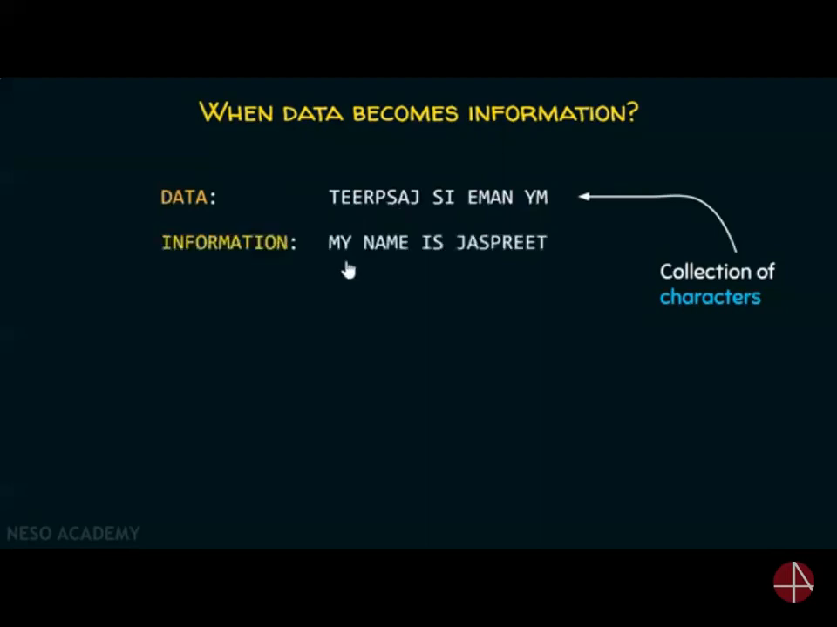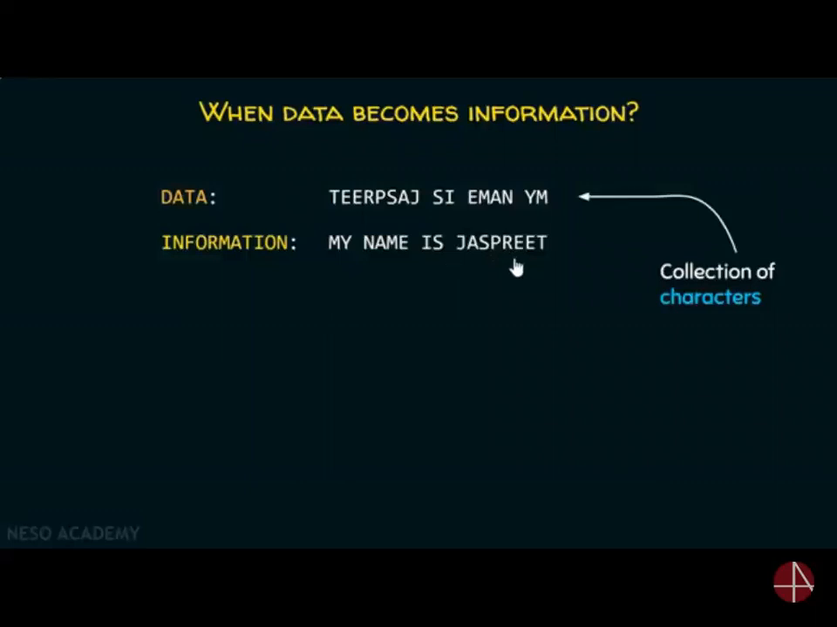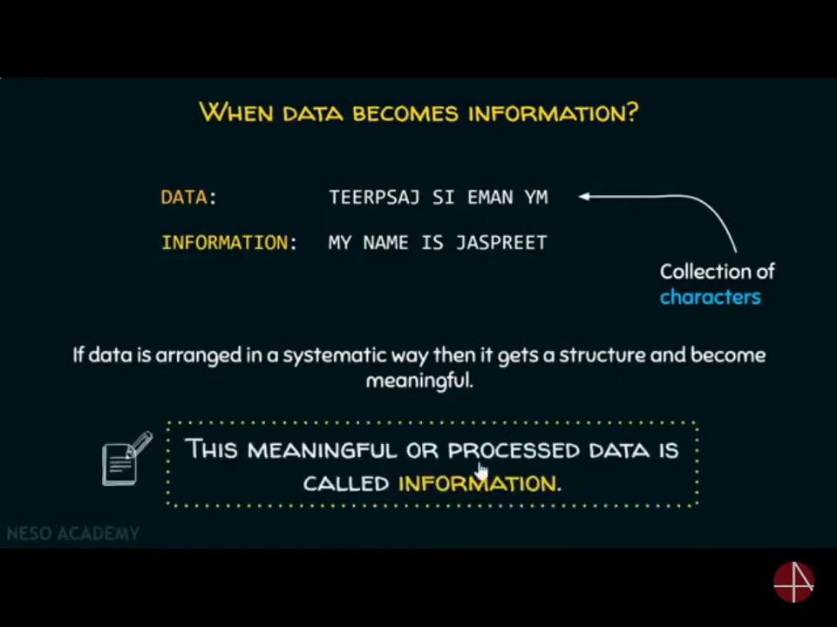Because now I can read this and I can understand what is written. Here I have written my name is Jaspreet. So it is quite understandable. So I can say that now here data becomes information because I can extract some meaning from it. So if data is arranged in a systematic way, then it gets a structure and becomes meaningful. Here I have arranged the data in such a way that it becomes meaningful for me. Therefore, I can say that this meaningful or processed data is called information.